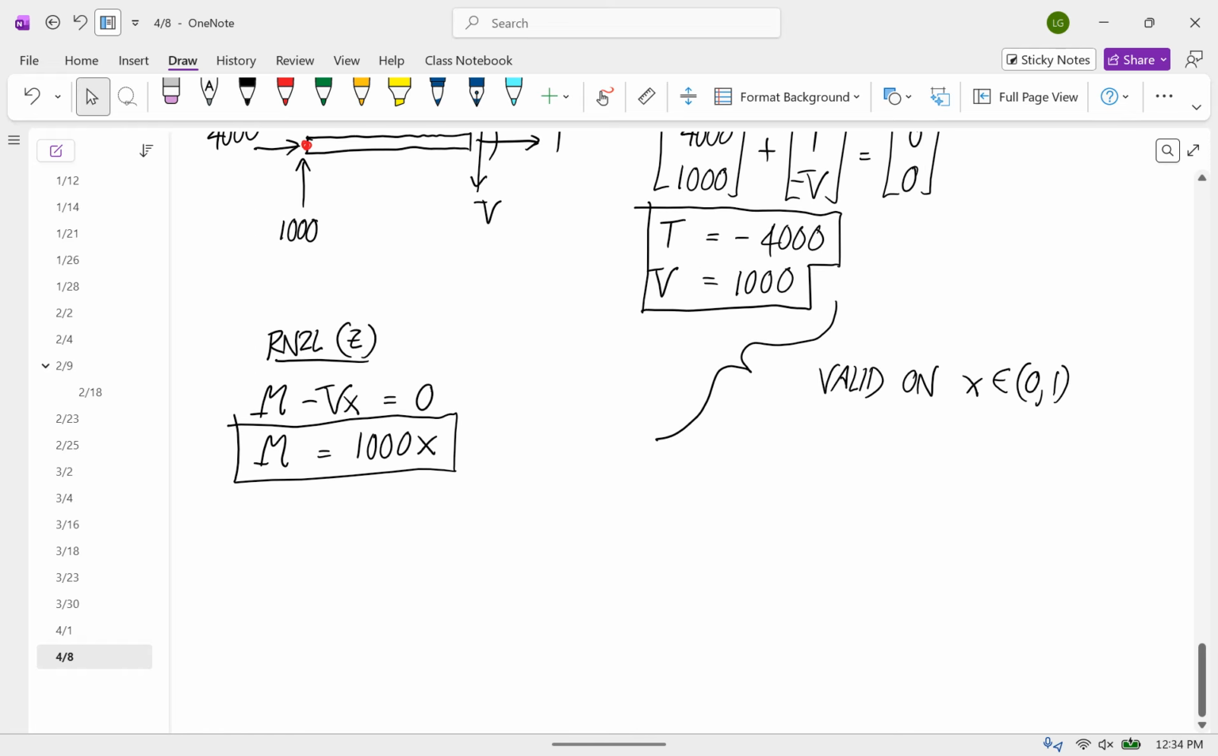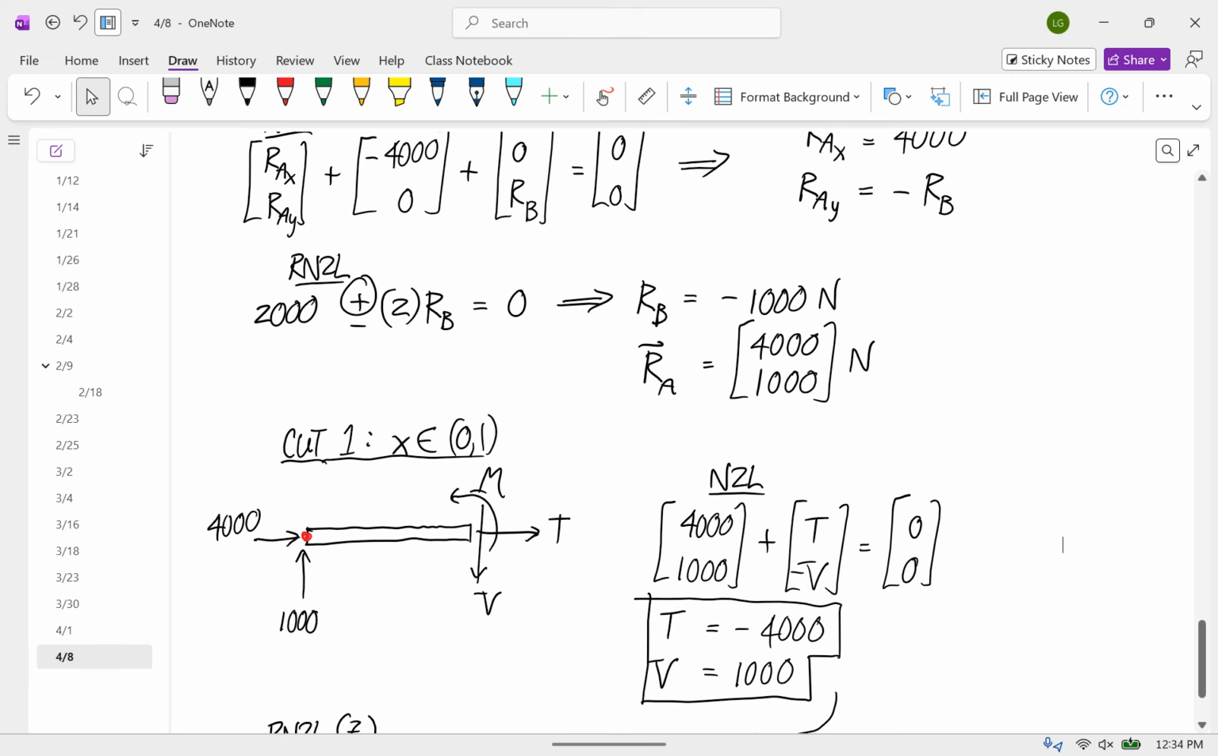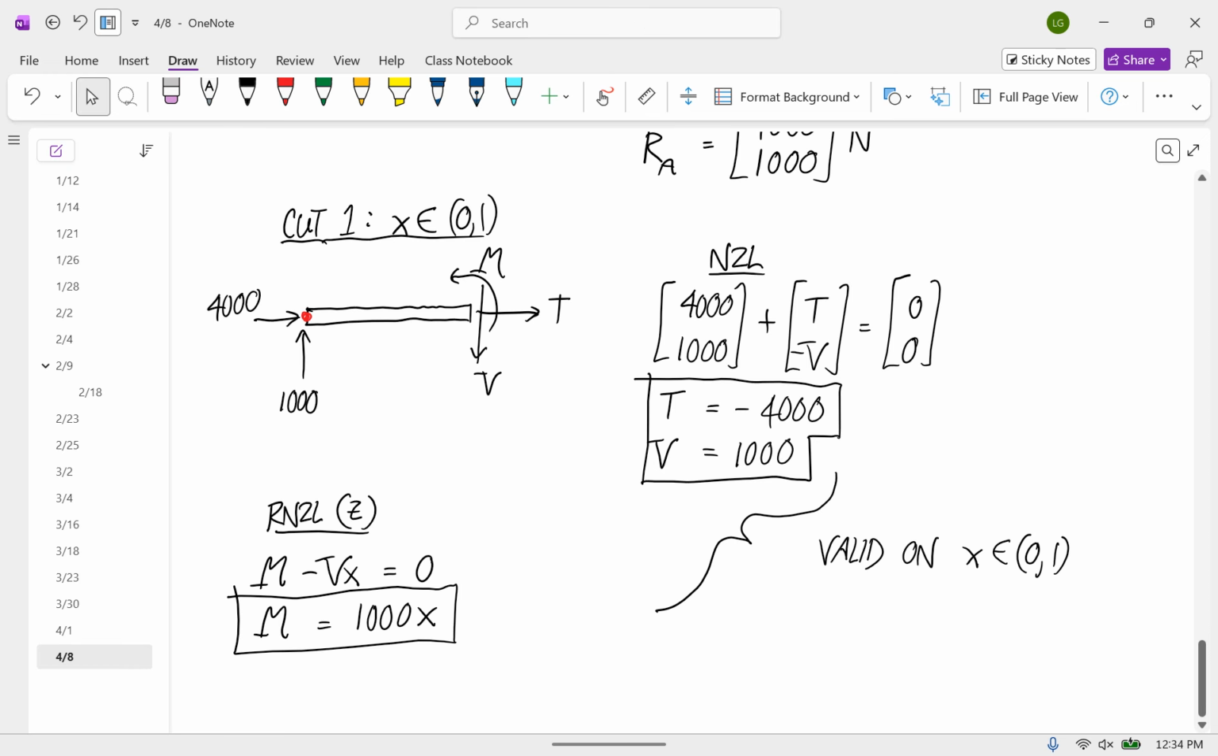For example, we can already tell some stuff. On this first cut, what x value would we be most concerned about here? Well, T and V don't change along the cut, but that m value goes from a value of 0 when x is 0 to 1,000 when x is 1. So I know in this cut, I'm most concerned as we get close to x equals 1. But I wouldn't have known that without calculating the general internal loads.